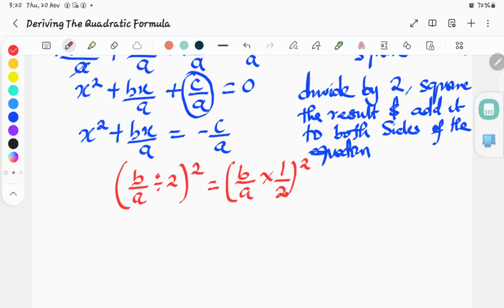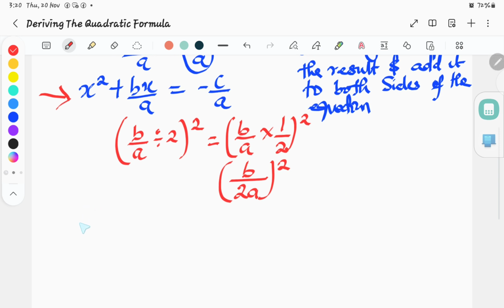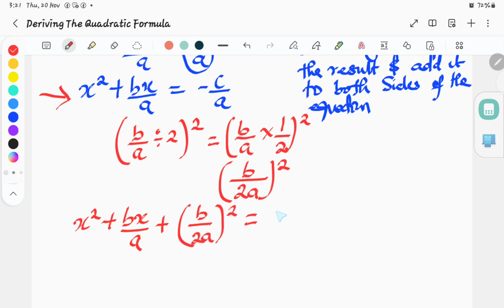all squared. Now, the numerators multiply each other, which is b times 1, and that's b over a times 2, that's 2a, all raised to the power of 2. This is what I'm going to add to both sides of this equation. So I now have x squared plus bx over a plus b over 2a all squared equals negative c over a plus b over 2a all squared.